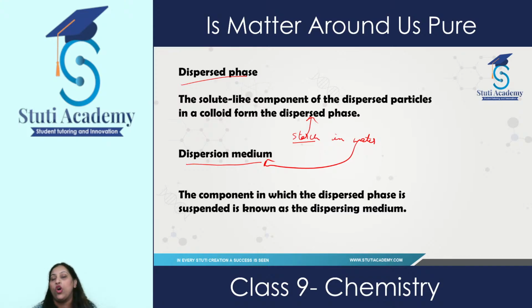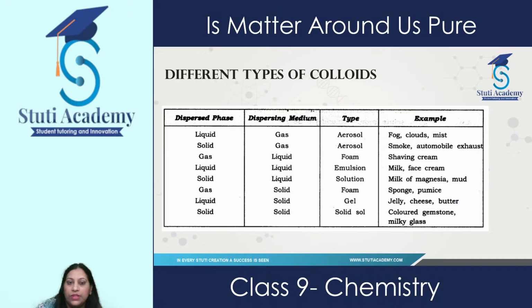Depending upon these phases and the medium, colloidal solutions are of different types. What types of colloidal solutions do we have? Look at the examples. If the dispersed phase is liquid and the dispersing medium is gas, this type of colloid or colloidal solution is known as aerosol. Examples of this kind are fog, clouds and mist.